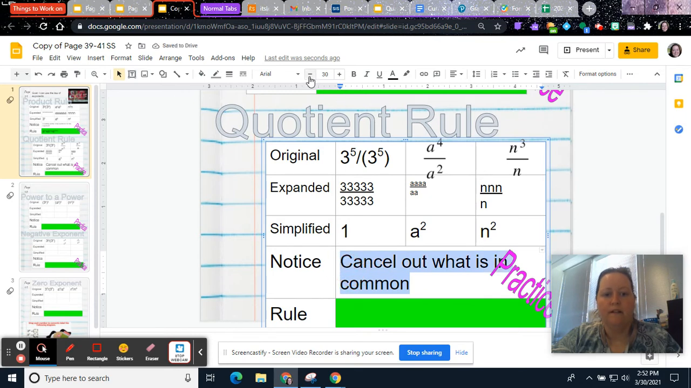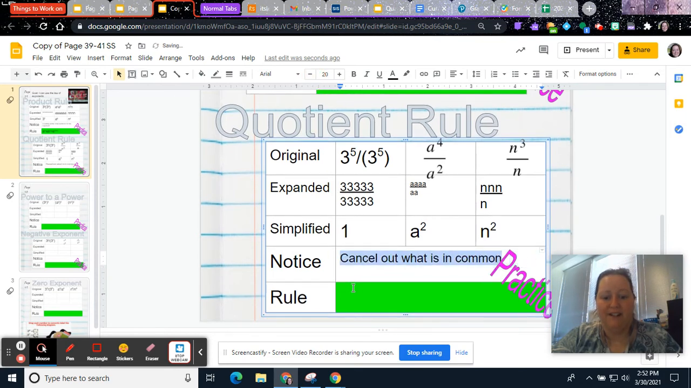Basically what that means is you're subtracting. If you look back up here, this one's a little different because if you just subtract the exponents, you get 5 minus 5, which equals 0. And we'll talk more about that later on. But if we look here, 4 minus 2 is 2. So a to the 4th divided by a squared is a squared. And 3, remember if there's not an exponent there, it's a 1. So 3 minus 1 is 2. So basically what you can do is subtract the exponents. When you're dividing, if they have the same base, you subtract the exponents.